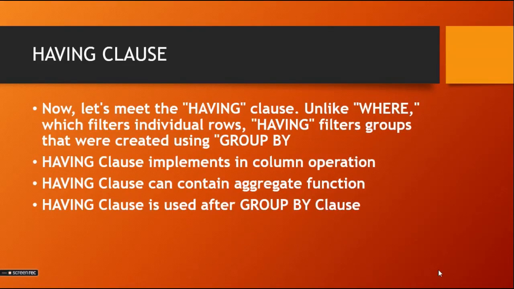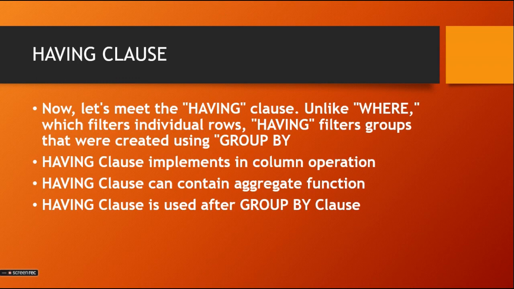Now, the HAVING clause. Let's meet the HAVING clause. Unlike WHERE, which filters individual rows, HAVING filters groups that were created using GROUP BY. Imagine you are at a party and you want to interact with people who have danced more than 5 times. That's similar to what the HAVING clause does. It filters groups based on an aggregated result.